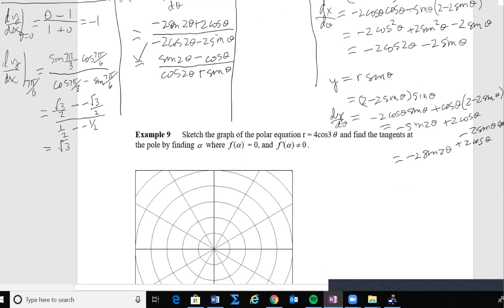3 pi over 2. We're going to have the sine of 3 pi minus cosine of 3 pi over 2, and we've got the cosine 3 pi plus the sine 3 pi over 2. So that numerator is a 0. Let's see what's going on in the denominator. That's a negative 1, and that's a negative 1. So we get the 0. Okay, so we got our 3 numbers there.